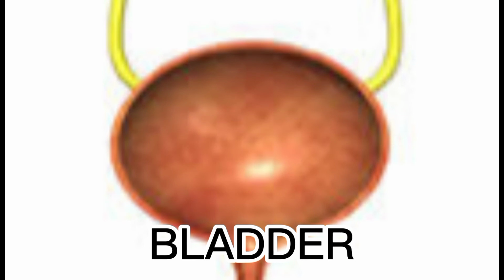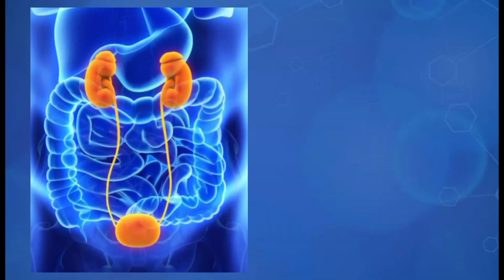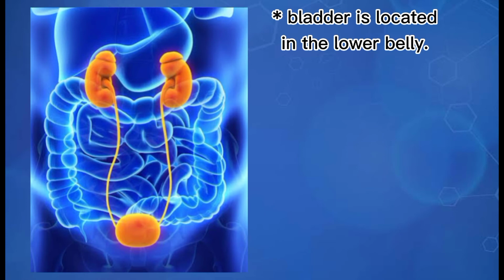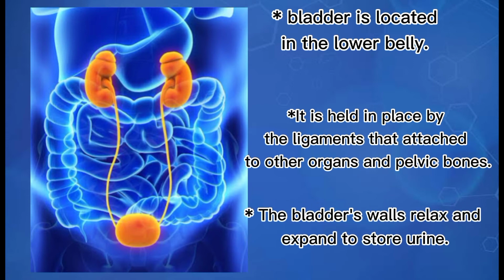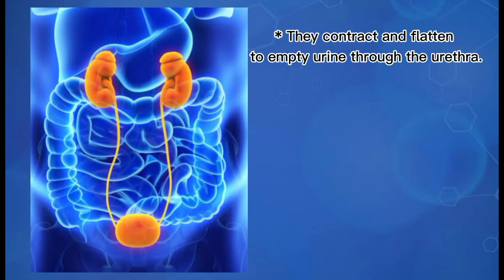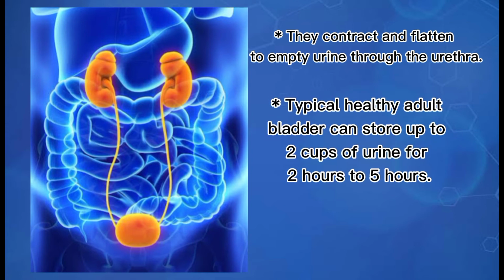Bladder. This triangle-shaped hollow organ is located in the lower belly. It is held in place by ligaments that are attached to other organs and the pelvic bones. The bladder walls relax and expand to store urine. They contract to empty urine through the urethra. The typical healthy adult bladder can store up to 2 cups of urine for 2 hours to 5 hours.